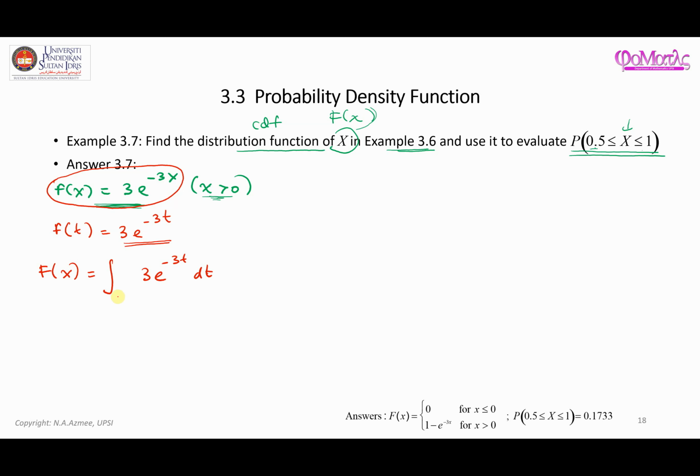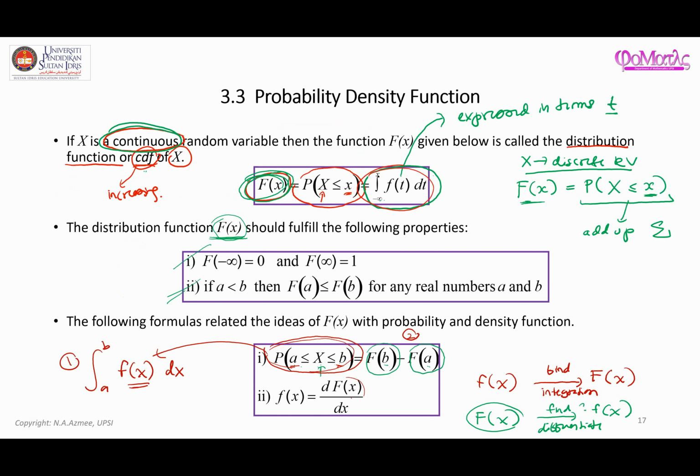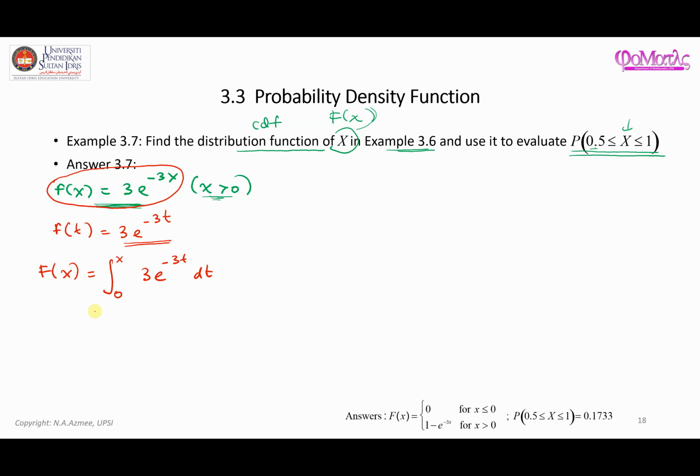The limit here: what's the lowest limit? The lowest limit is 0, and the top part is going to be equal to x. This follows directly from what's given here. 3 is a constant, so we have the integral of e^(-3t) dt, and we have seen this, so we know how to do this integration.